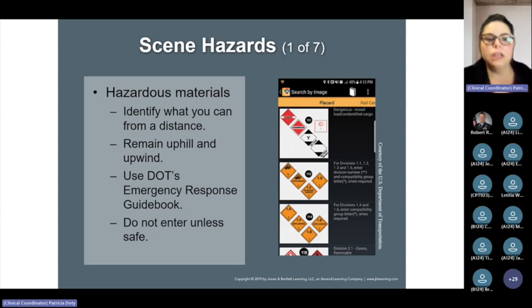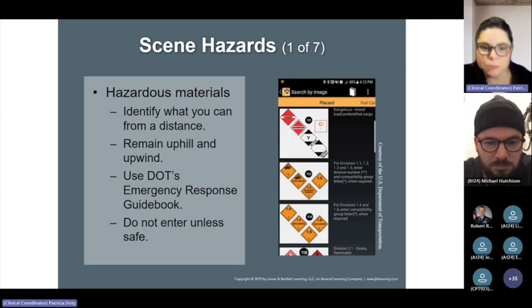Scene hazards. So let's talk about hazmat. You can identify what that is from a distance with those placards that are on the back of these vehicles. They're on trains and things of that nature. You can look at them from a distance with binoculars, but you want to stay uphill and upwind. What does that mean? We want to be as far away from it as possible, but you also want to be upwind from it, because you don't want the wind coming back and hitting you, right? And you can use the DOT's ERG, Emergency Response Guidebook.